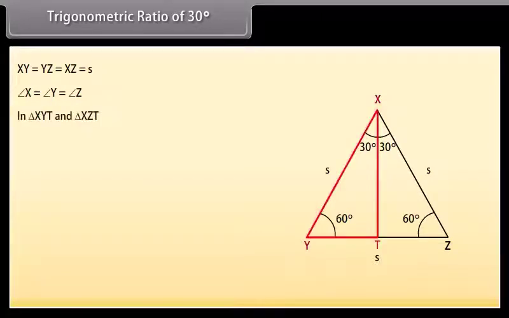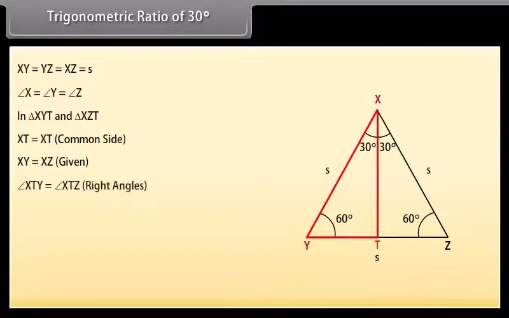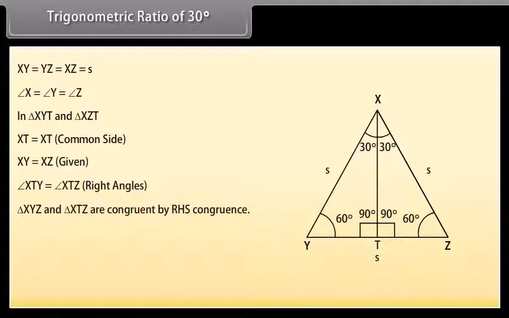In triangles XYT and XZT, XT is equal to XT, common side. XY is equal to XZ, given. Angle XTY is equal to angle XTZ, right angles. Therefore, triangles XYT and XZT are congruent by RHS congruence. Therefore, angle YXT is equal to angle ZXT, which is 30 degree. YT is equal to ZT, which is 1 upon 2 s.